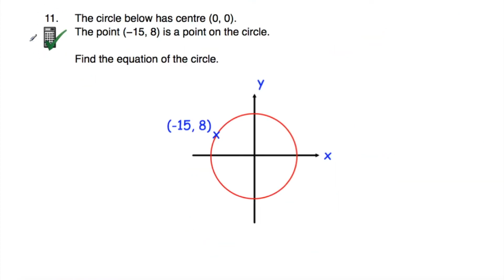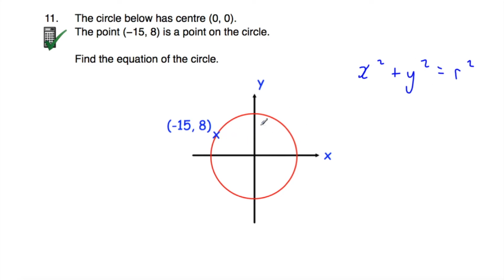Okay, let's have a look at our next question, question number 11. So question number 11, we've been told that a circle below has got centre 0, 0. So the centre of the circle is the origin, and the point -15, 8 is a point on the circle. So this is a point on the circle, and we've been asked to find the equation of the circle. So the equation of the circle will be in the form of x squared plus y squared equals r squared, because the centre of the circle is the origin. And we just need to find the radius of the circle, because if we find the radius of the circle, we can then just substitute it into the equation and then work out the equation.